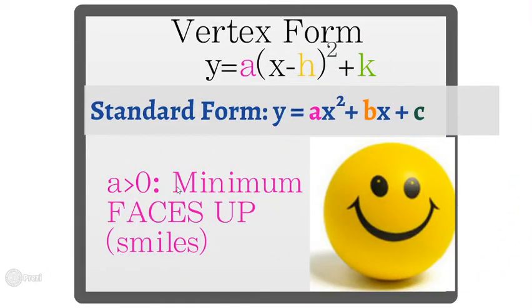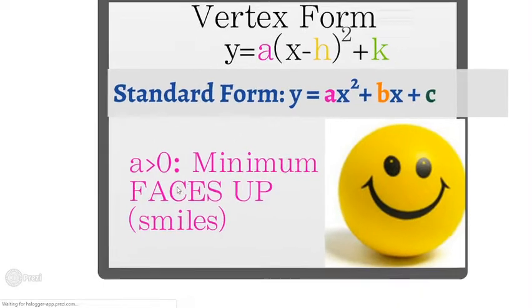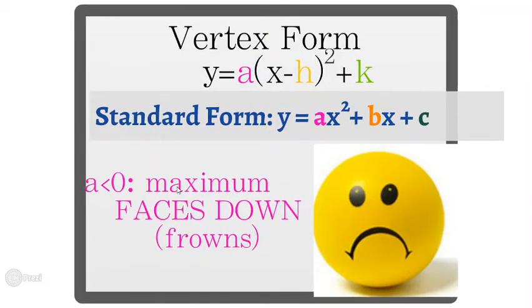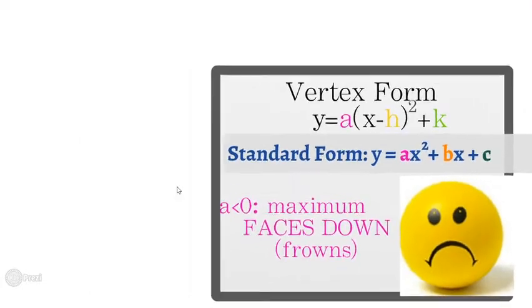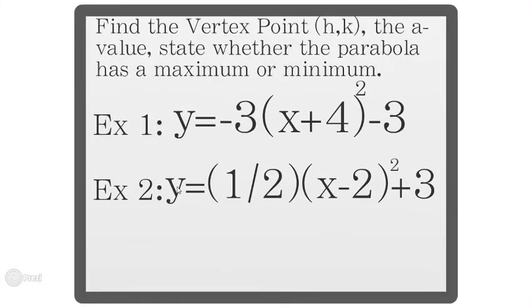So when a is positive, the parabola has a minimum. When a is negative, the parabola has a maximum. So just be careful. For me personally, the happy and sad face thing really helps, because when I try to think about it too close or too hard, I kind of mix it up. So just be careful.